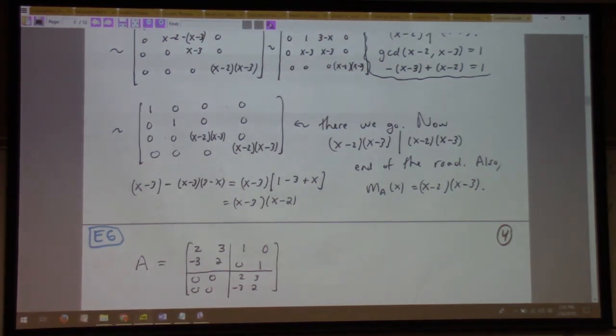So we'd have c of x squared minus 5x plus 6, yeah? Which specifically looks like 0, 1, 0... Oh, I can't do math. 0, 1, minus 6, 5. Do I got that right, Liam? Yes. Okay. This would be the rational canonical form for that example.